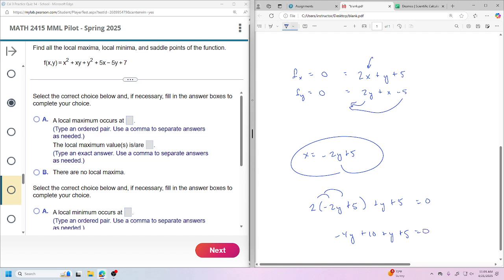Minus 3, 15. So I'm going to say negative 15. So y equals 5. I can plug that back in. 10, negative 10 plus 5. So negative 5. So my answer is definitely negative 5, 5. But now, is it a min, max, or saddle point?